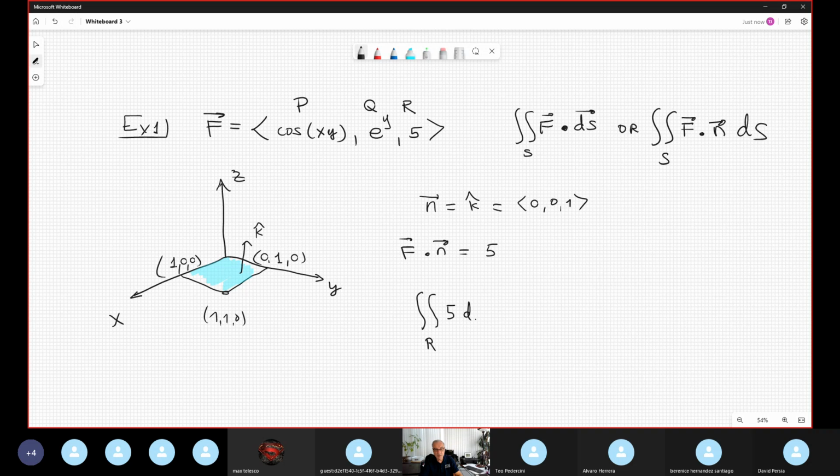Now, my surface integral is reduced to the double integral, and the integrand is just 5, and this is dA. By the way, this dA is dx dy. Well, this is not necessary calculus, because 5 is a constant, it goes outside. And the double integral of the area is the area of this square, which obviously is 1. The answer is 5. Boom, 5 is the flux.